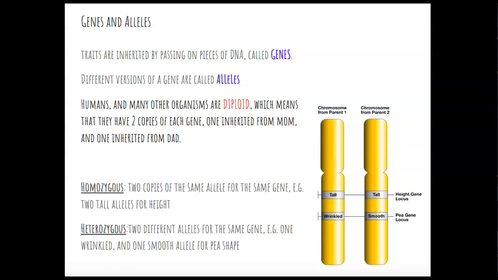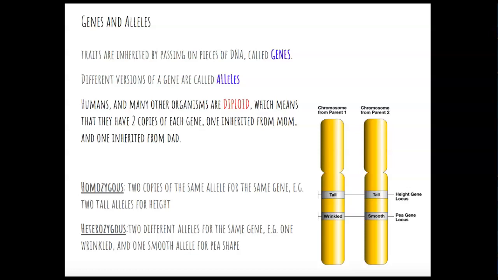Traits are inherited by passing on pieces of DNA called genes. A gene is a piece of DNA that codes for a protein. Genes have different versions called alleles. Alleles make proteins that have different shapes, which result in different properties for that gene and for that protein. Those properties cause differences in the phenotype, or the physical manifestation of that gene.